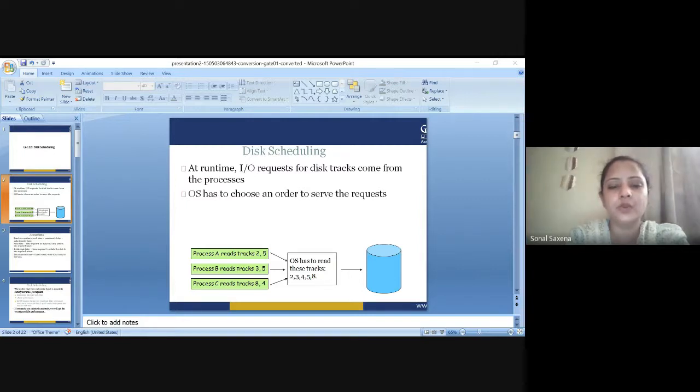The next term is called the transfer time. Transfer time is the time to transfer the data. It depends on the rotation speed of the disk and the number of bytes to be transferred. The next one is the disk access time, which is given by seek time plus rotational latency plus transfer time.